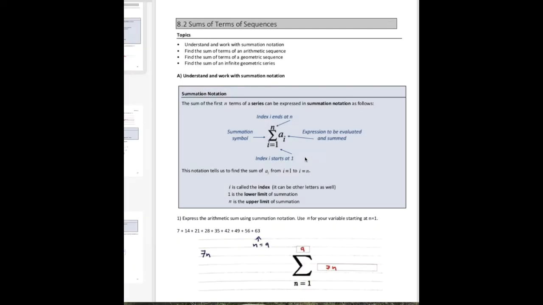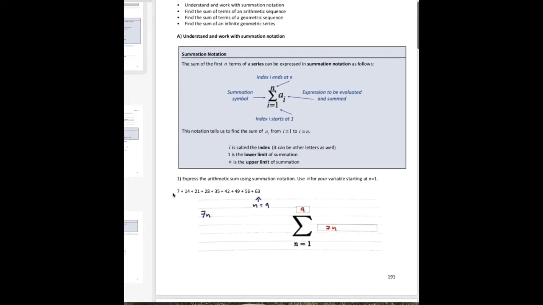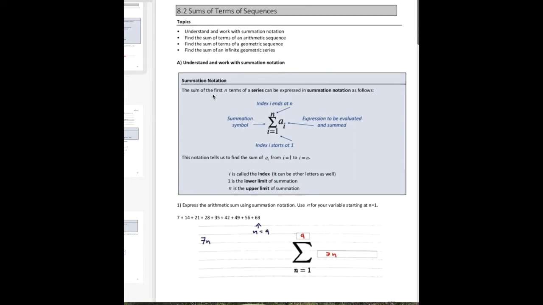This is Derek, and this is section 8.2 or 12.2 in the COREC, and this is going to be the sums of the terms of sequences. So if you remember in the last section, we had a list of numbers, so now we're going to take that list and then add them all together. And so that's actually called a series when we sum a sequence, but that's essentially what this is.